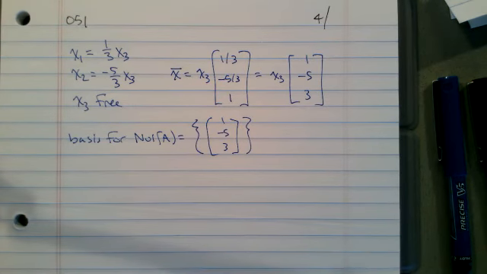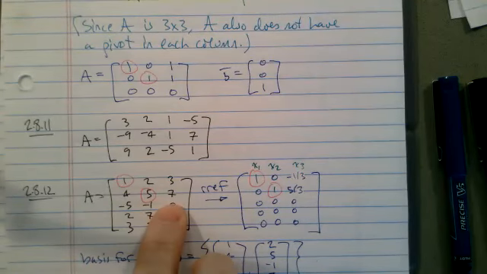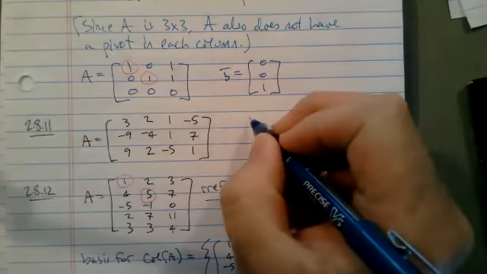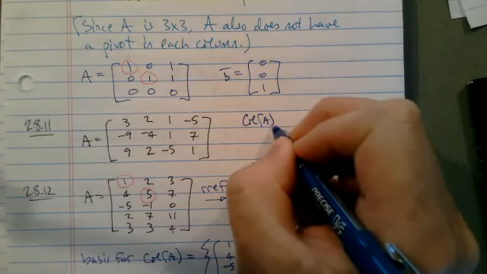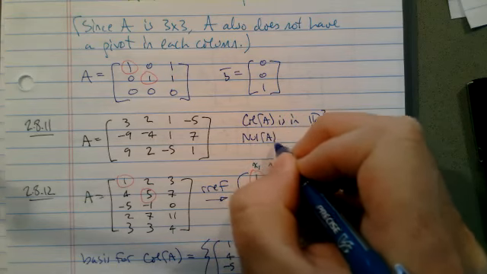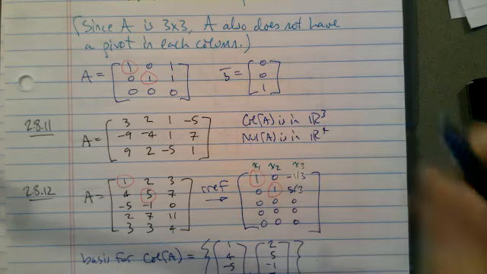Because the third column is not that linear combination of the first two. 1 + 2 is equal to 3, but 4 and 5 is not equal to 7. And 5 - 1 is not 0. Any questions? If you look in 2.8.11, the column space of A is in R3, and the null space of A is in R4.